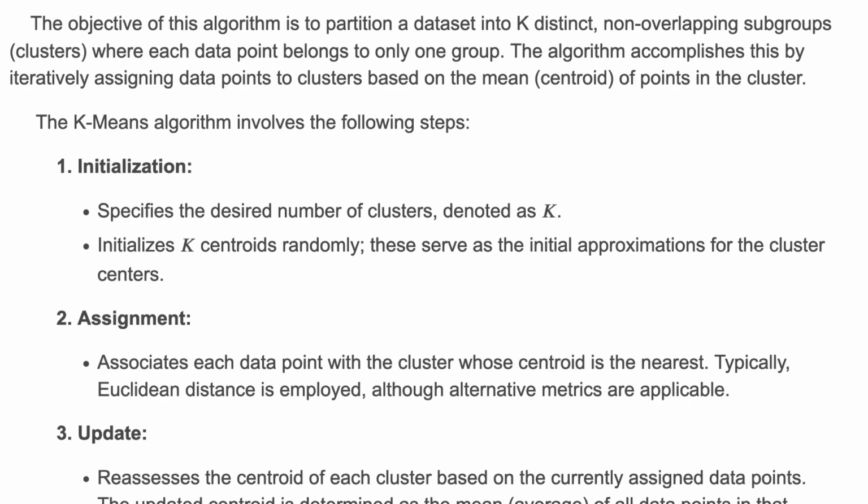The K-means algorithm involves the following steps. First, initialization. Here, a model defines the desired number of clusters, denoted as K. Then it initializes K centroids randomly. This serves as the initial approximation of each cluster center.